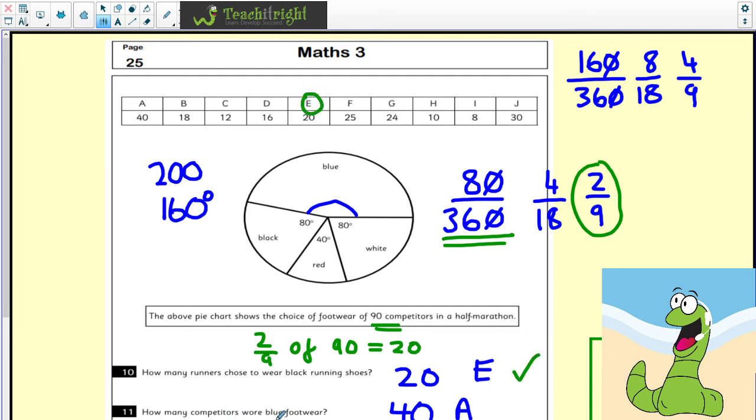How many competitors wore blue footwear? Well, with blue footwear, now we're actually not given those degrees. So what you might like to do here is first of all add up what you're given. So you're actually given 200 degrees. And then what's left over is 160 degrees. So we're going to work with 160 over 360. And again, we're going to simplify it until we get 4 ninths. So this time we're going to be finding 4 ninths of 90. So we already knew that 2 ninths was 20. So of course we're going to double that to get 40. So the answer is A.